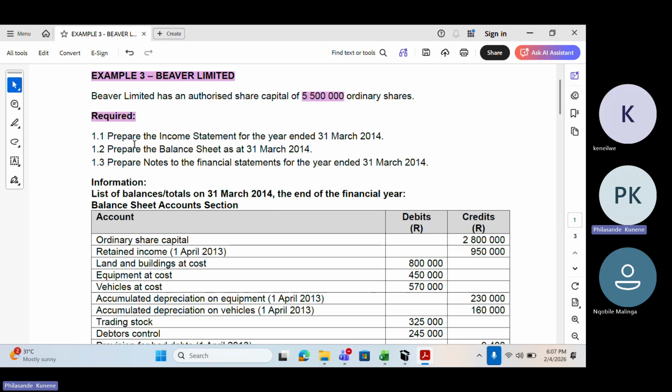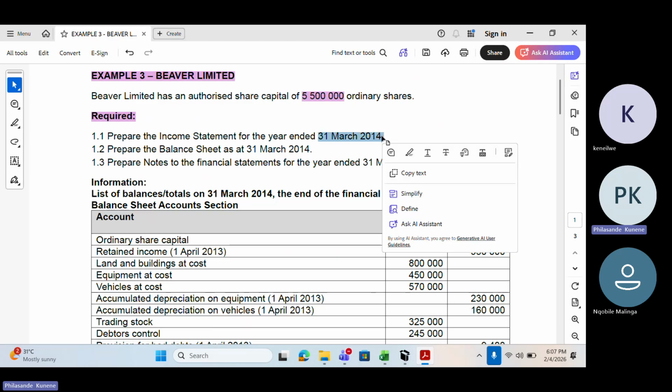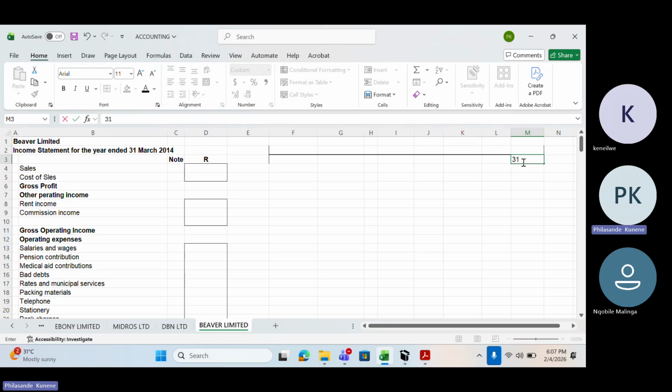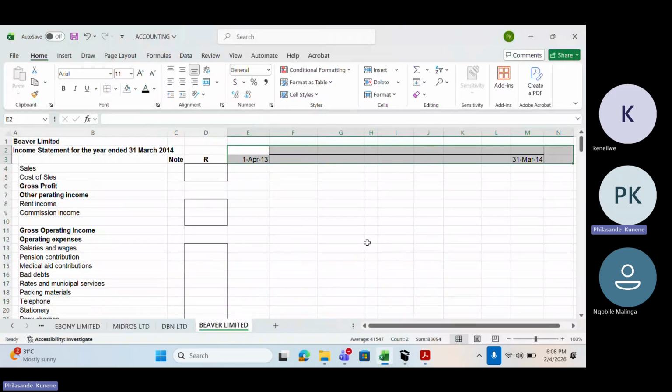Okay, then we're going to look at what is required. They're saying here, prepare the income statement for the year ended 31 March 2014. So if our year is ending 31 March 2014, the first question you need to ask yourself is, when is the year starting? Please tell me, guys. 31 March 2014 is the year. 2013. Please come again. The 1st of April 2013. Yes, exactly. 1 April 2013. That is going to be the beginning of the year. That is a starting point for you to understand when your number line is starting and when it is ending.